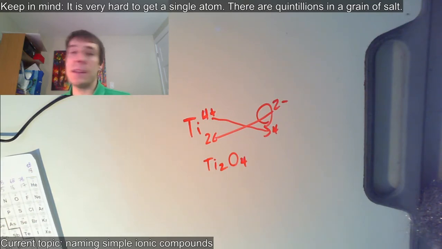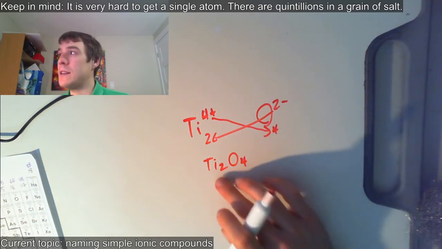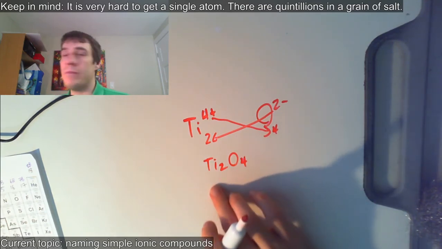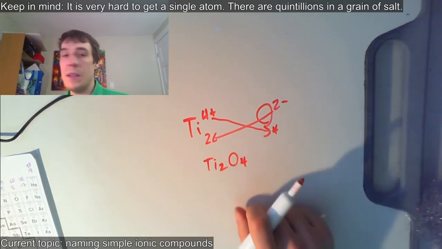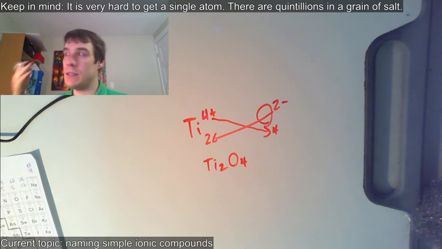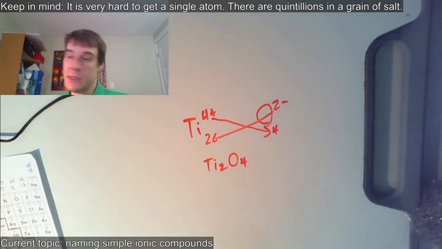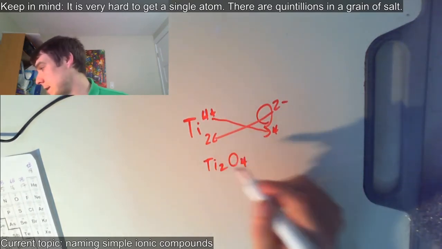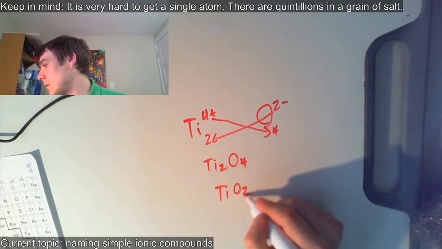The reason that we want the simplest ratio is that even this isn't true, right? It's not Ti2O4. It's like Ti 6 billion and O 12 billion. There's twice as much oxygen as titanium, but it's in the quadrillions. It's in the sextillions. We don't know. So we want the simplest ratio because we're just interested in the simplest ratio. So Ti2O4, actually it's going to be TiO2.